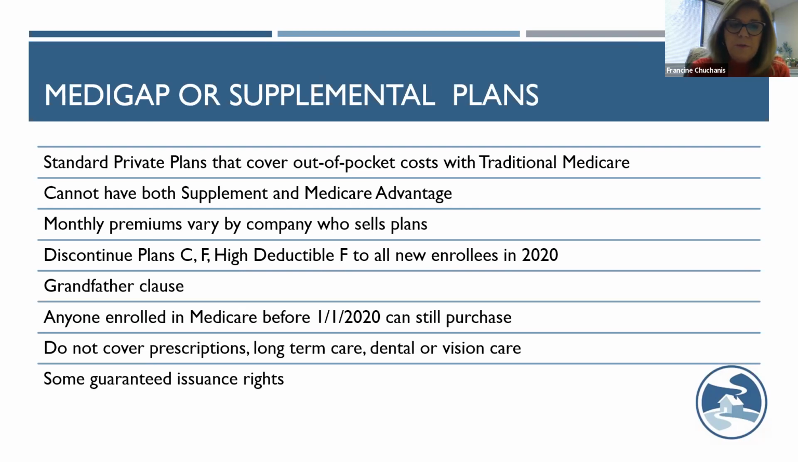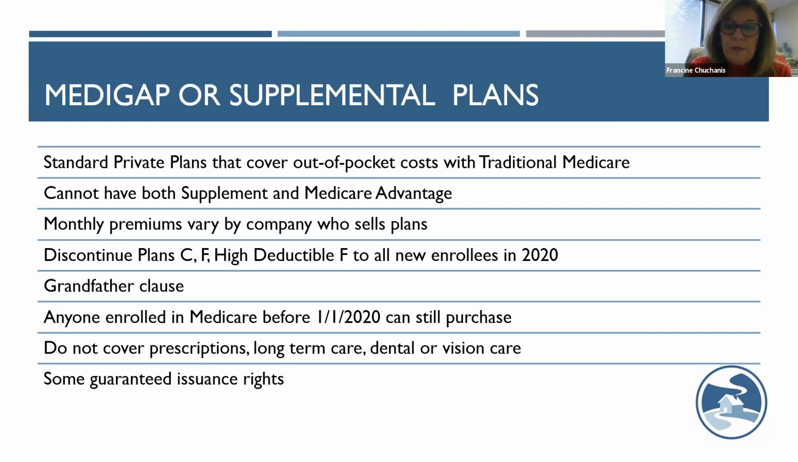So to cover those costs, many people choose to purchase what's called a Medigap or a supplemental plan. Now in your packet, if you got it, you're going to see a chart that looks like this. It's got some yellow on it. And at the top, it says Medigap policies. There's 10 policies that people can choose from.